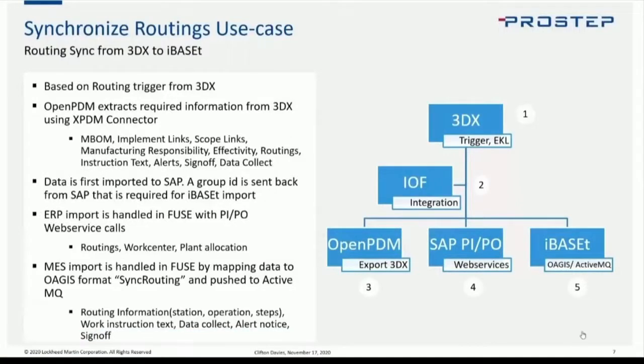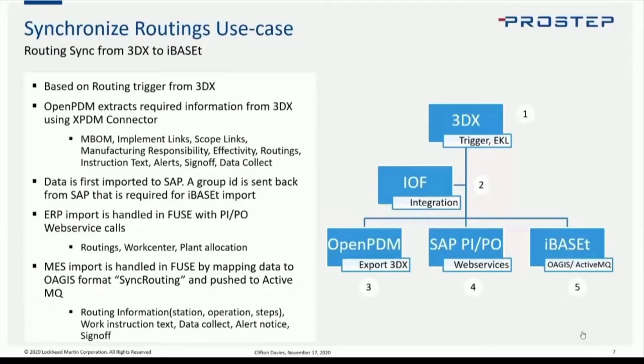For the routings, which is another case, we're not just sending parts now, we're actually sending detailed manufacturing planning information from 3DX Delmia down to iBaseT. We have a similar mechanism in terms of a manual interface. We have a trigger within 3DX, within Delmia, to stand on a routing and send it to iBaseT.